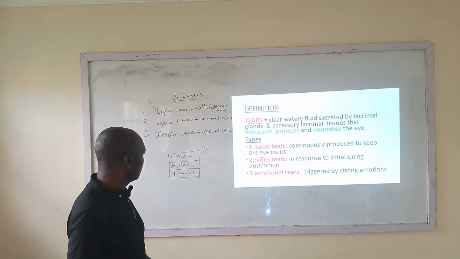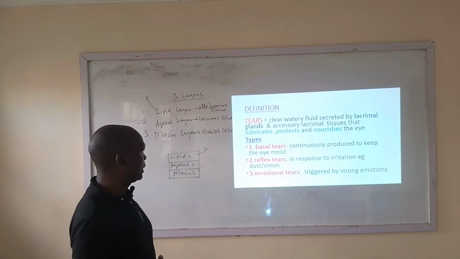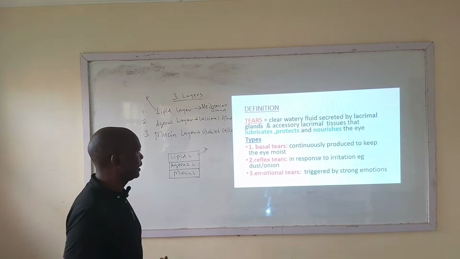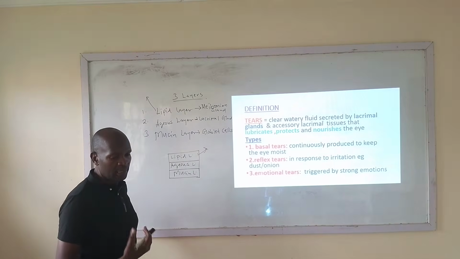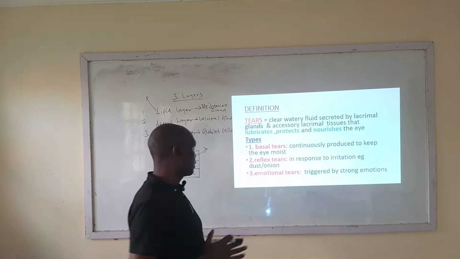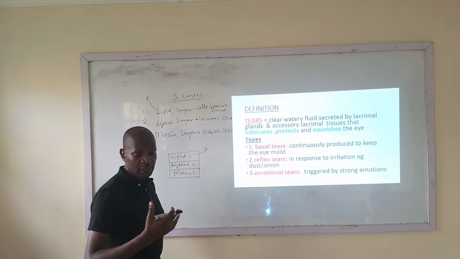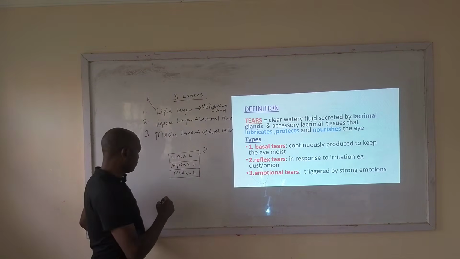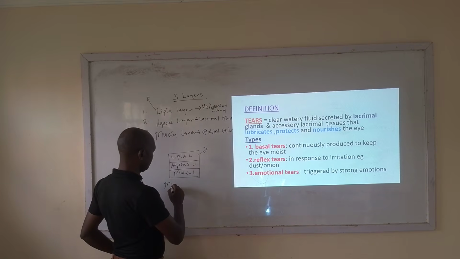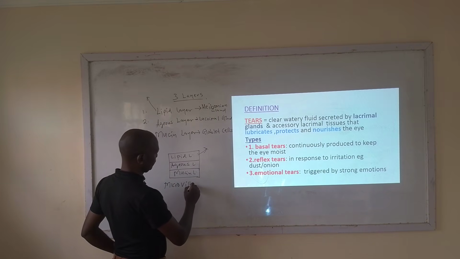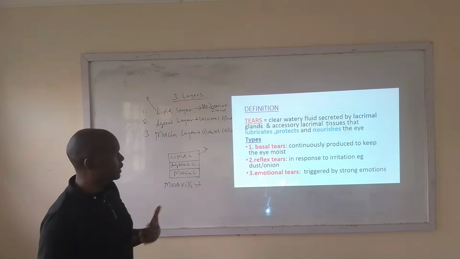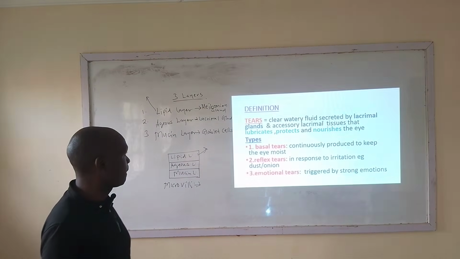Then the aqueous layer plays a role in terms of lubrication, protection, and nourishment of the eye. The mucin layer is the layer that anchors the entire tear film on the surface of the eye. On the surface of the eye, we have some projections, microvilli. So it is on these projections that the entire tear film is anchored.